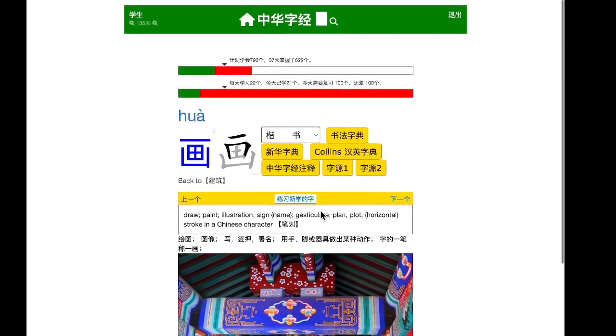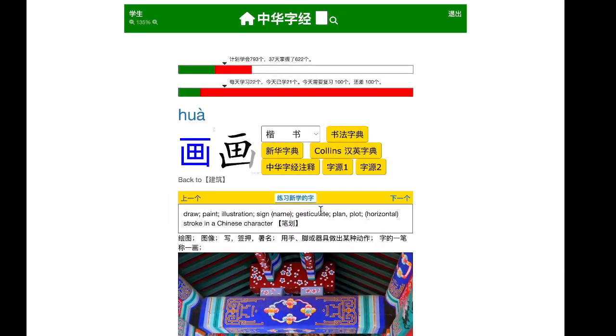画 means to draw, paint. 画 is also the noun for a painting, drawing, or illustration. Can be to sign, like sign your name, signature. Gesticulate, if you're drawing any sort of shapes in the air, or if your machine is tracing a path, any sort of thing like that is also 画. Plan or plot, or a horizontal stroke in a Chinese character in calligraphy, although that is also used. These two interchangeably could be also called 笔画, like this.